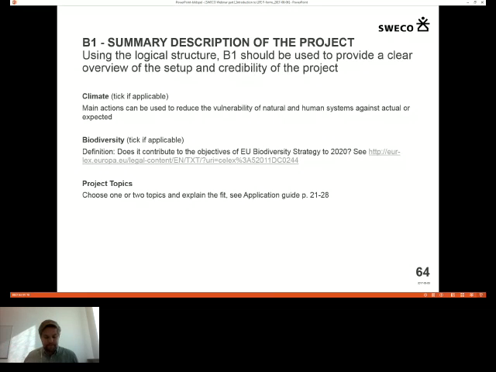Project topics is the last one. You can choose maximally 2 project topics, thematic priorities, and you need to look into the application guide again on page 21 to 28. This is also one of the cornerstones to make sure that your project fits to the LIFE program. It provides far better chances to get the project approved.